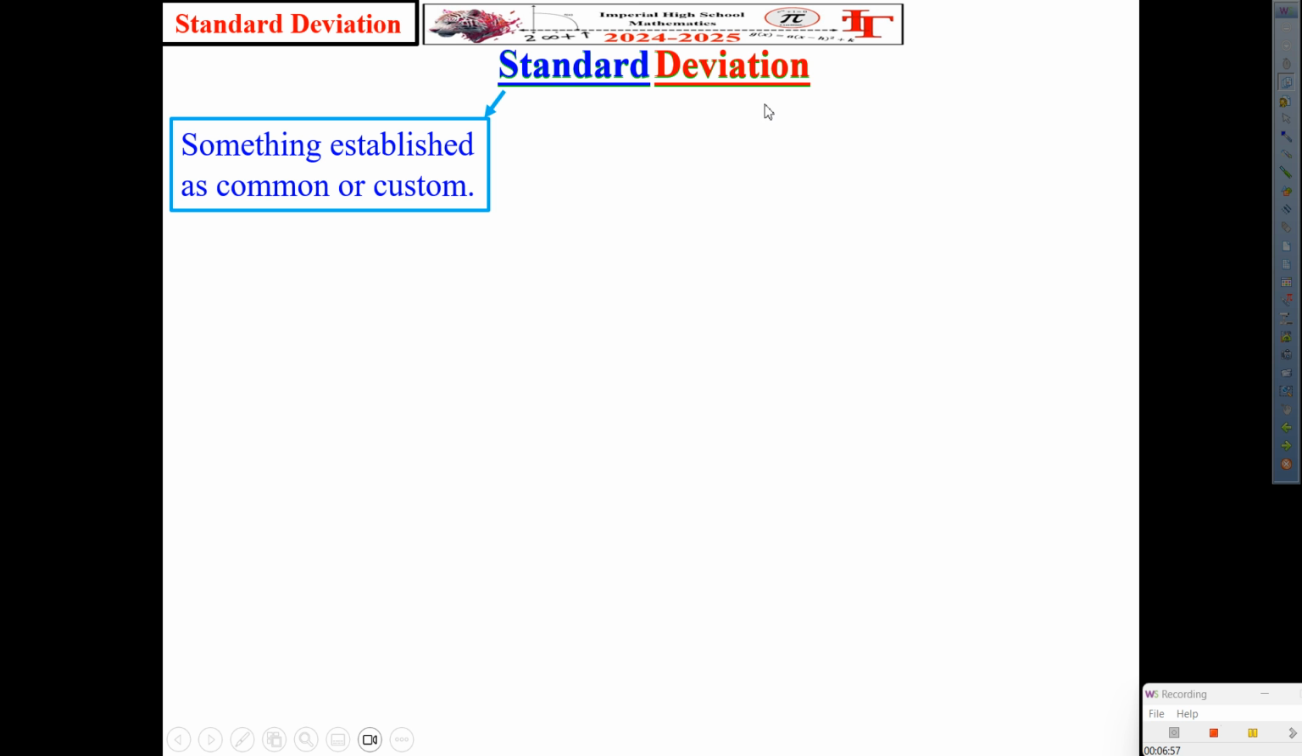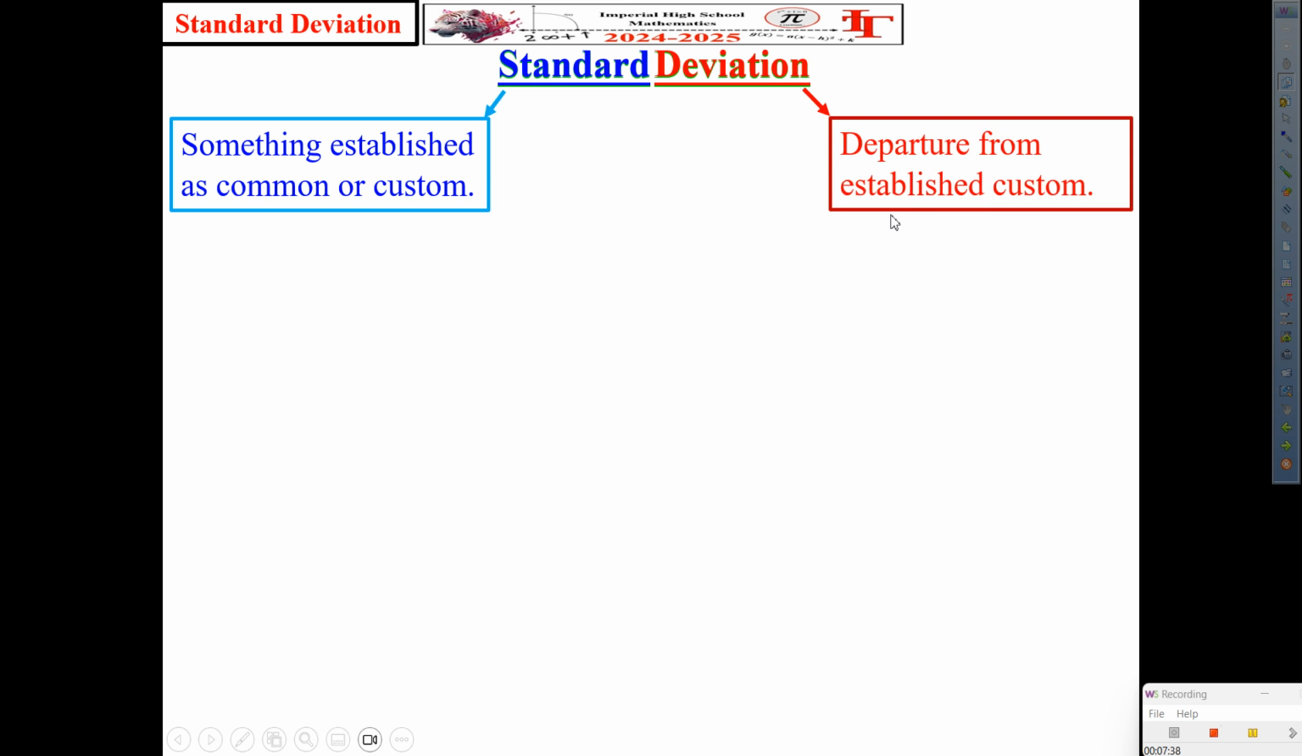Let's go to deviation. What does deviation mean? Deviation means departure from something that was established as custom or common. Departure from established, custom, or something that's common.